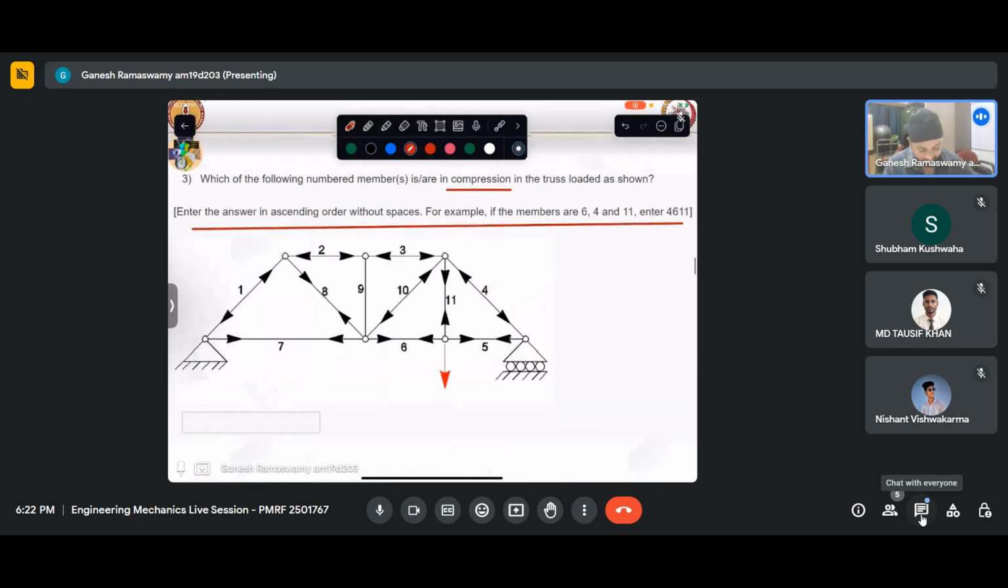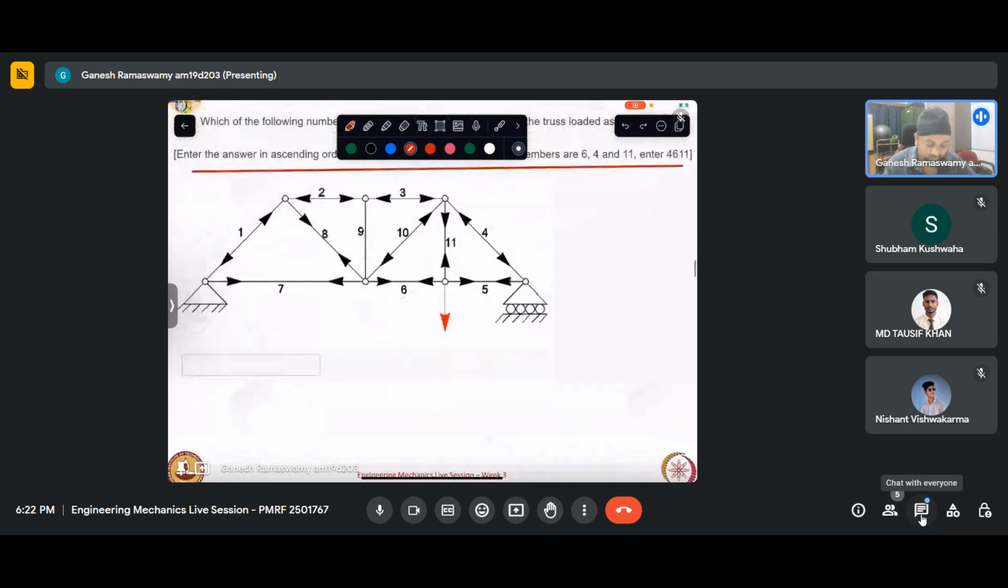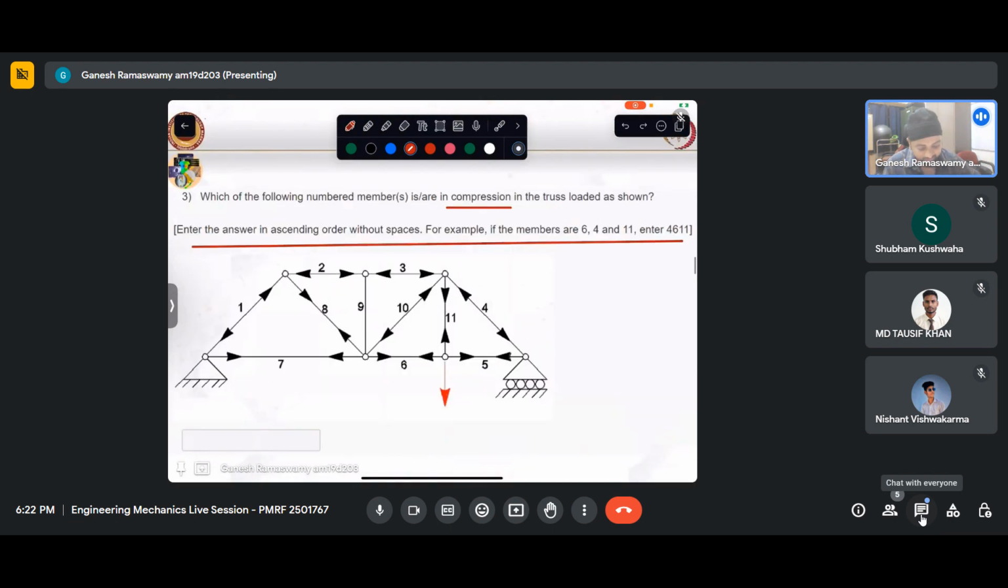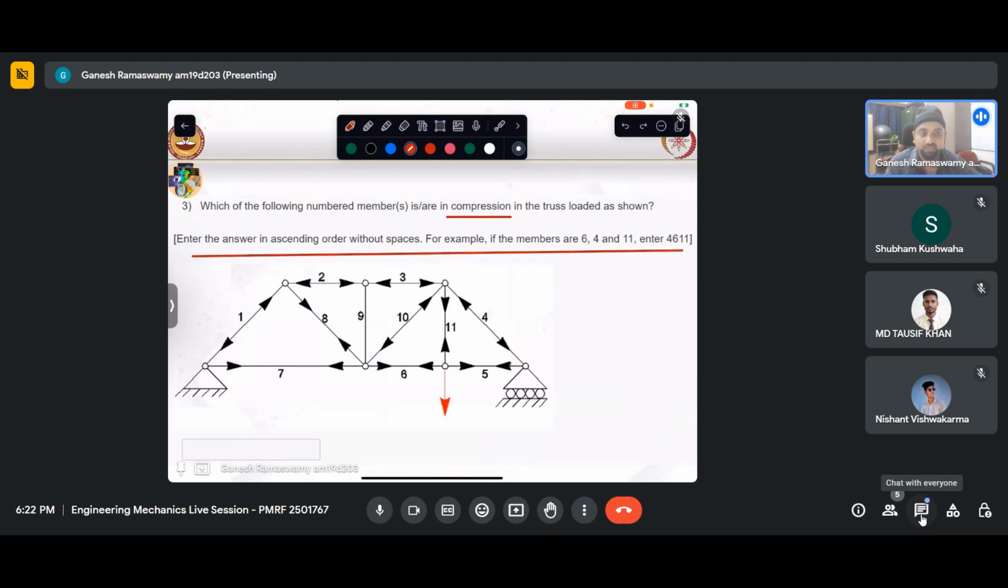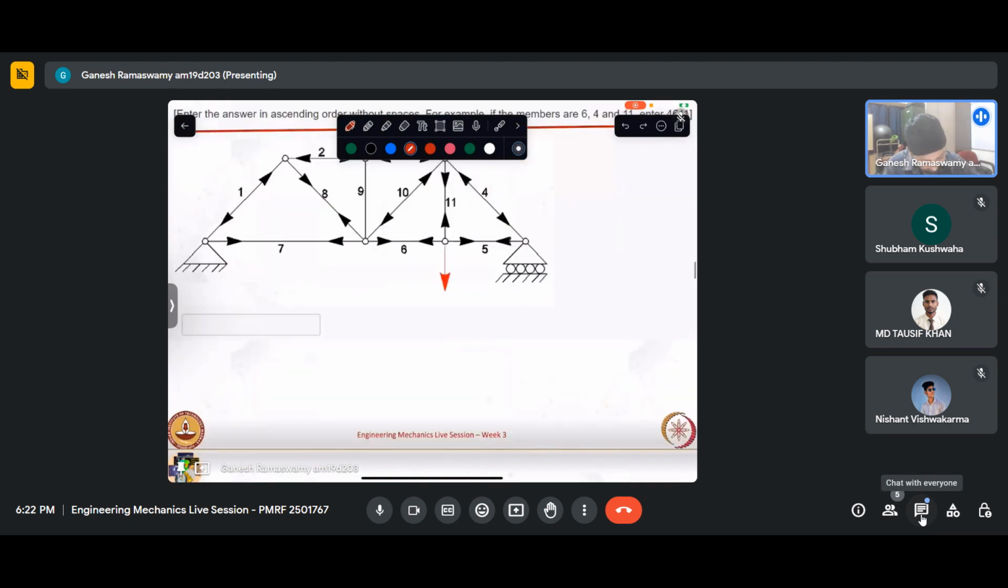So first we have numbered members 1, 2, 3, and so on, it goes up till 11. And then it is loaded with a load here. And the internal forces have been shown in one particular fashion. And we have been asked to identify which of the members are in compression. So here we need to understand one thing.